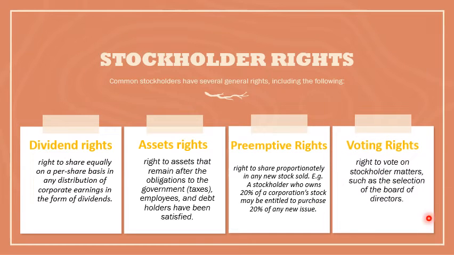The last stockholder right is the voting right. So this stockholder right, you will only have a voting right, of course, if you bought a common stock that has a voting power, because there are also common stock which is non-voting. So this is only applicable to those common stock with voting rights. This is the right to vote on stockholders' matters, such as the selection of the board of directors.